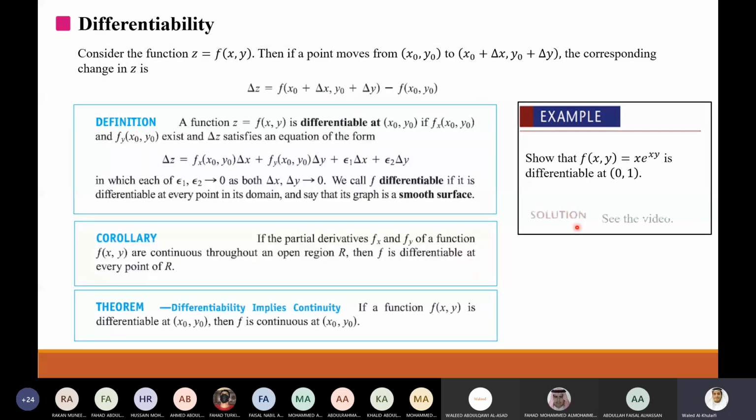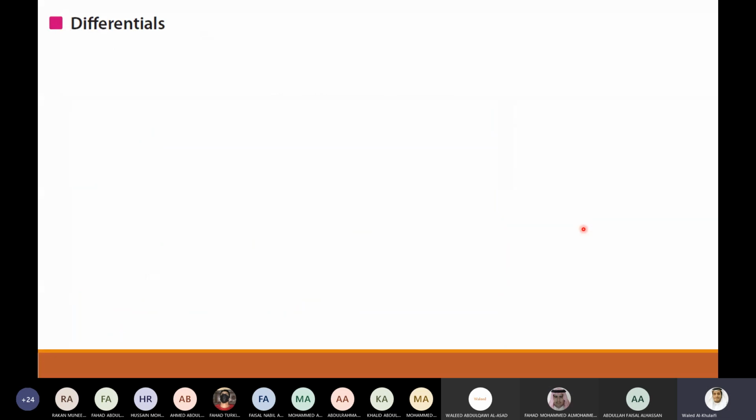Good. Now, let's talk about the last part of this section, which is differentials. Remember in Math 101, and we spoke about it a moment ago, that dy is equal to f prime of x dx. This is the differential.